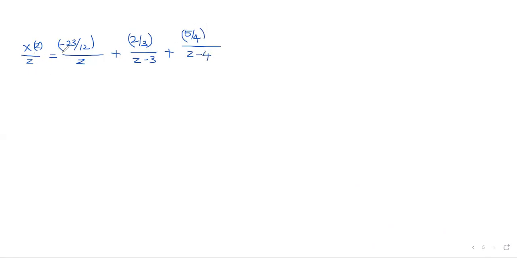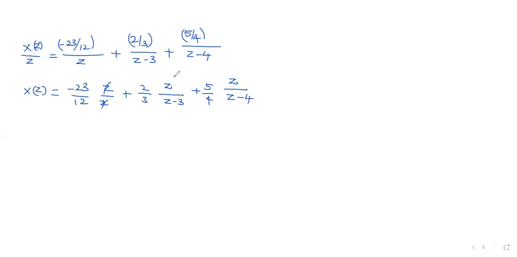Now you send this z to this side. What will happen to X of z? X of z is equal to minus 23 by 12 into z by z, plus 2 by 3 into z by z minus 3, plus 5 by 4 into z by z minus 4. Now you see that z will cancel. You will get 1.